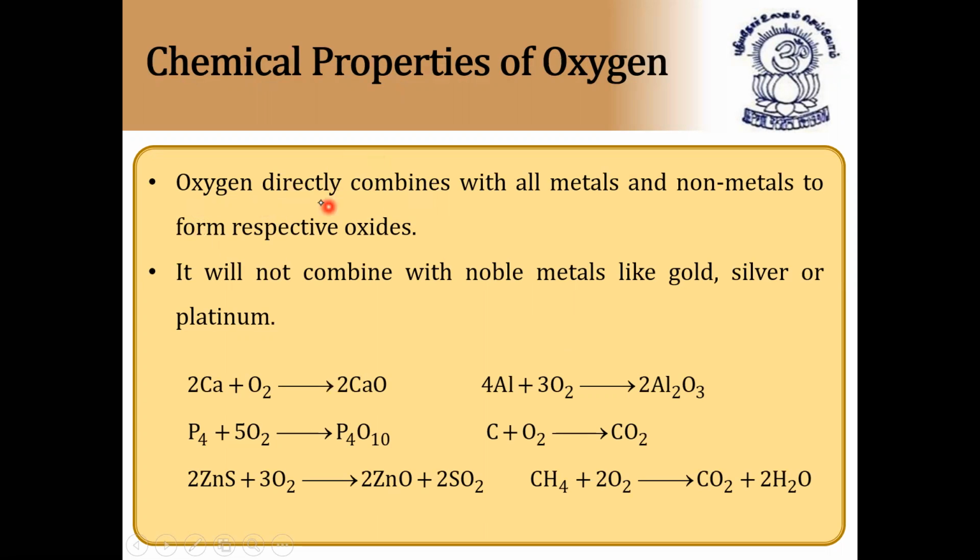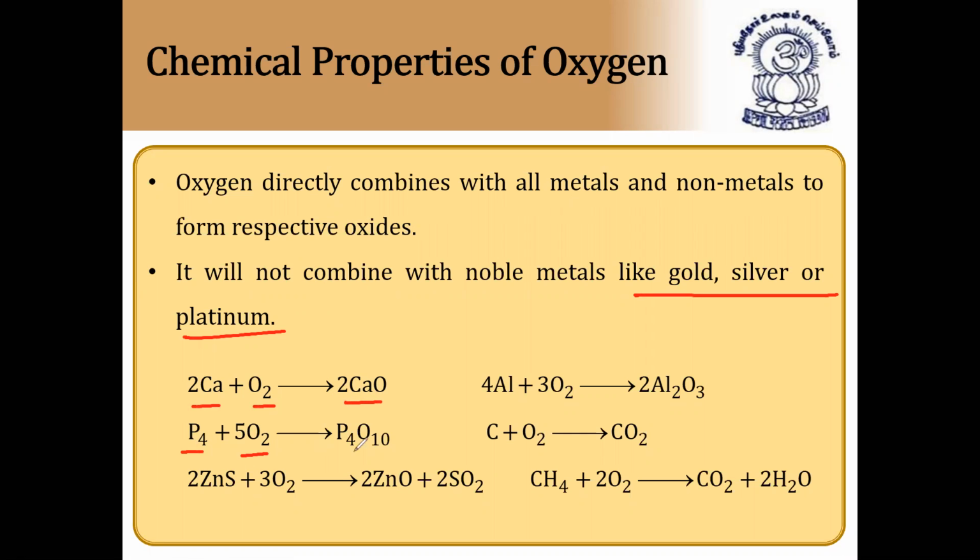Oxygen is highly reactive, so it directly combines with all metals and non-metals to form their respective oxides. It will not combine directly with noble metals like gold, silver, or platinum, whereas with other metals and non-metals it directly combines. For example, calcium on combination with oxygen forms calcium oxide. Phosphorus, when burnt in air, forms phosphorus pentoxide, and zinc sulfide on oxidation gives zinc oxide plus sulfur dioxide gas. Aluminium on oxidation gives Al2O3.